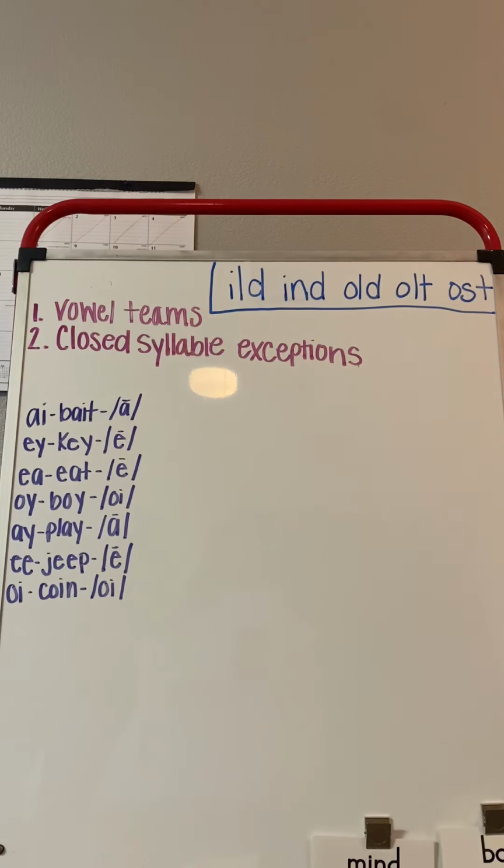So looking at Unit 3, two of the most important things that we talked about were our vowel teams and our closed syllable exceptions. If you remember correctly, we had our vowel teams poster, which I wasn't able to grab off our wall, so I actually just rewrote it right here. So hopefully this looks a little familiar to you.